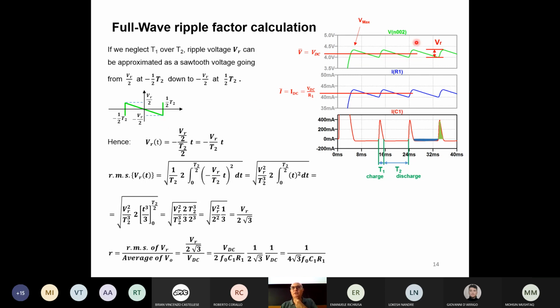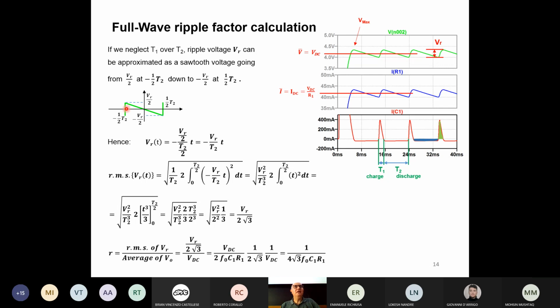Okay, so again, we have all the picture that I used before. And my approximation is that the green line will become something like this. That's the ripple. We have a voltage, a sawtooth, which goes up to plus VR divided by 2, goes down to minus VR divided by 2, and it lasts between minus and plus 1/2 of T2. Okay, so the whole waveform will last T2 that we already calculated.